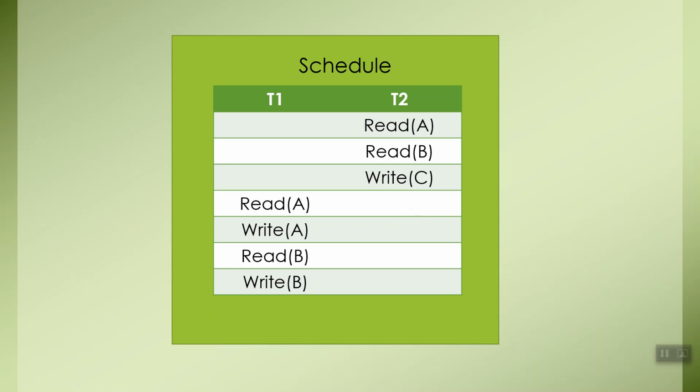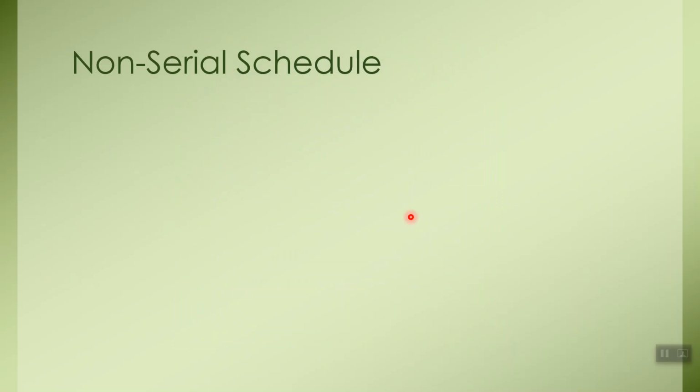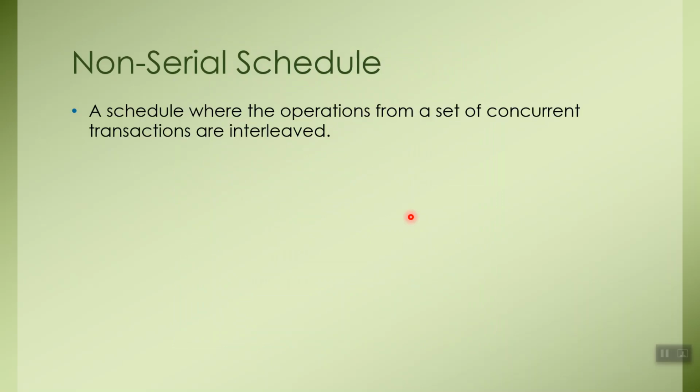Now we'll have a look at non-serial schedules. So what is a non-serial schedule? A schedule where the operations from a set of concurrent transactions are interleaved. That means here the context switch is going to take place. Some of the instructions from, suppose, T1 will get executed, then some of the instructions of T2 will get executed, and this might go on. So it is going to be interleaved, that is, some instructions of one transaction, some instructions of other transactions, and so on.